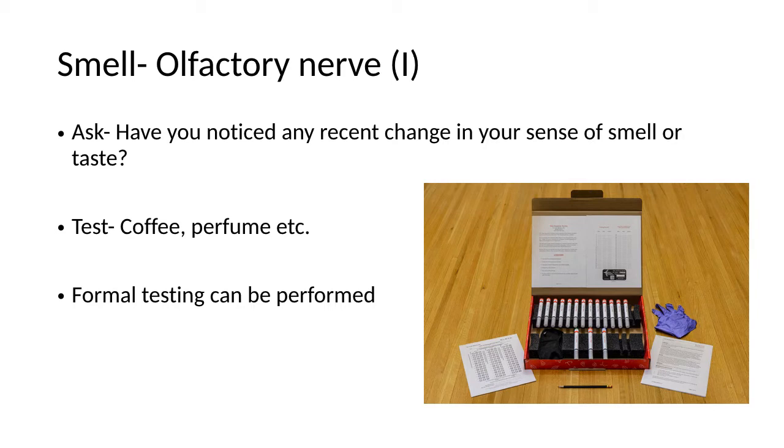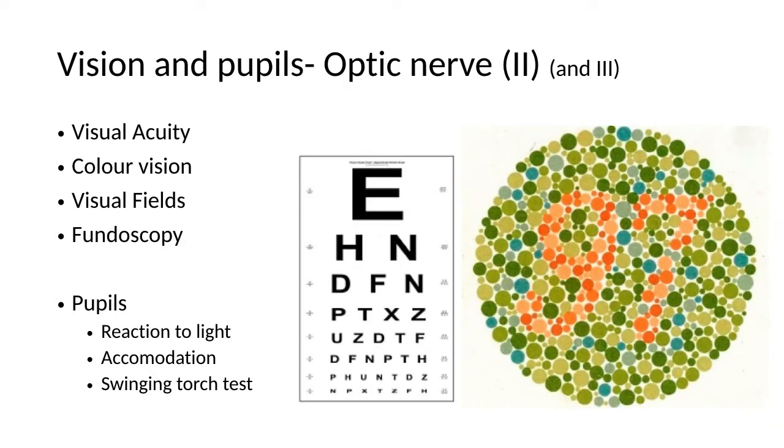There are obviously some objective tests that you can do, like use coffee or perfume, and there are more formal testing kits that can be used, but they're difficult to get hold of, and often it's a tricky art rather than a science. Okay, so that's the olfactory nerve. So we'll move on to optic nerves 2 and 3, and these are the domains that we need to be testing or thinking about when trying to examine.